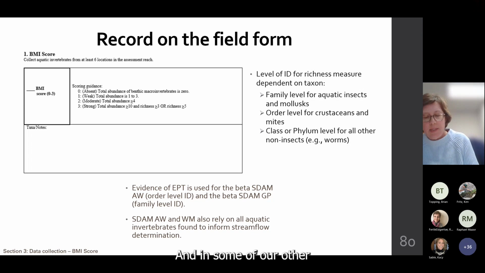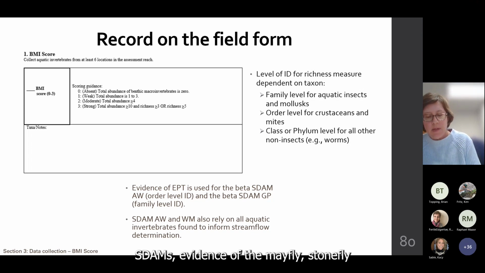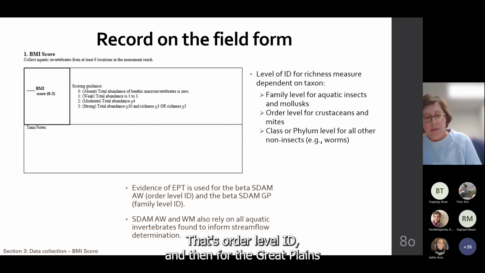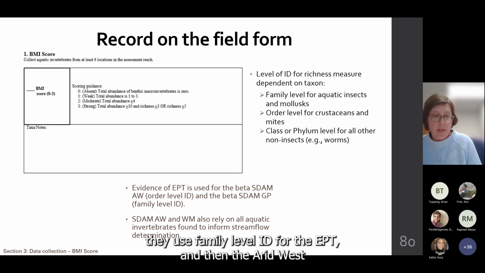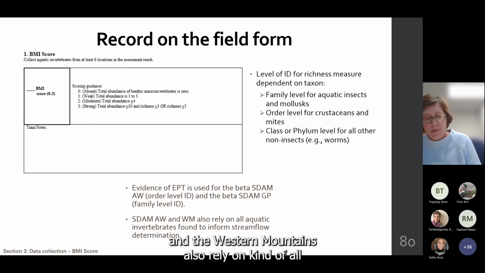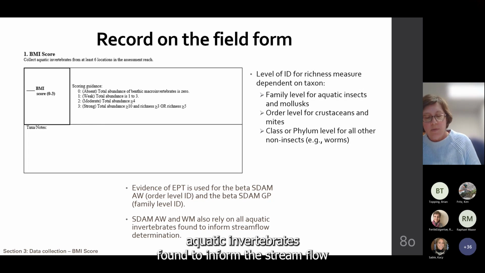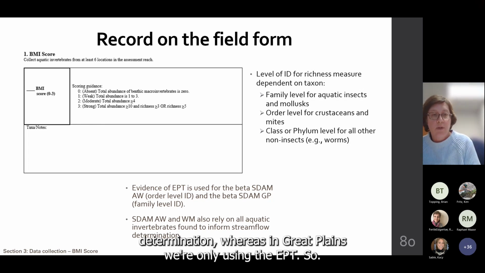And in some of our other SDAMs, evidence of the mayfly, stonefly, and caddisfly, which is EPT, is used for the beta SDAM. The Arid West, that's order level ID. And then for the Great Plains, they use family level ID for the EPT. And then the Arid West and the Western Mountains also rely on kind of all aquatic invertebrates found to inform the stream flow determination, whereas in Great Plains, we're only using the EPT.